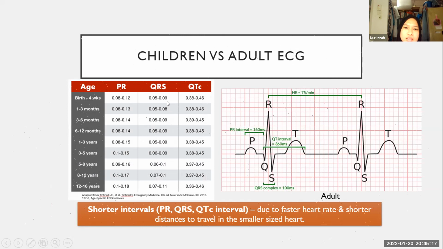These are the intervals according to the pediatric age group. The right side is the adult one. We can see the PR interval, QT interval, and QRS interval are longer, right? Compared to the pediatric age group, the younger the children, the shorter the intervals, which indicates a faster heart rate, a shorter distance to travel, and a smaller heart size.